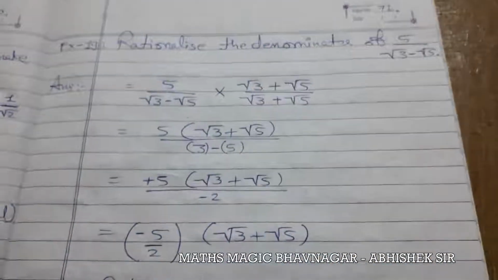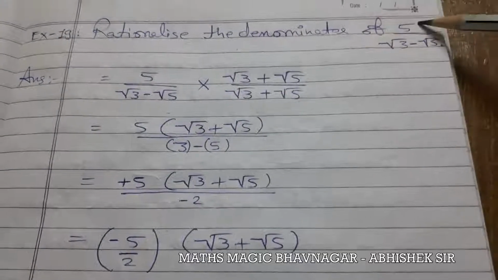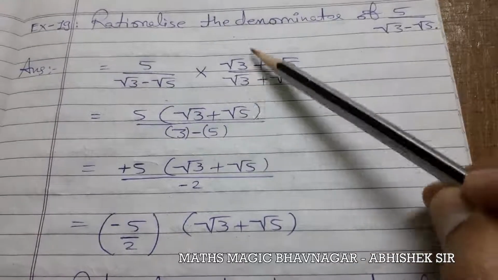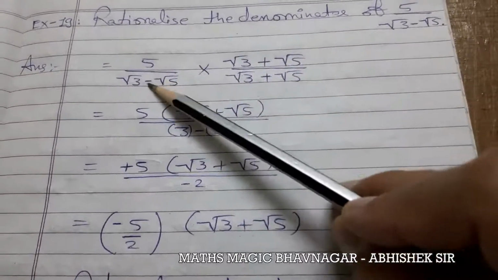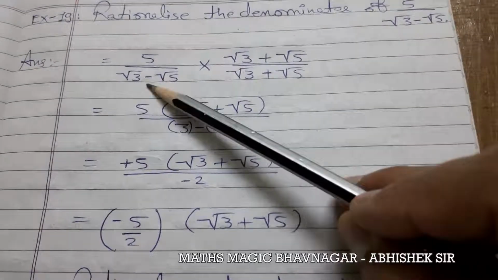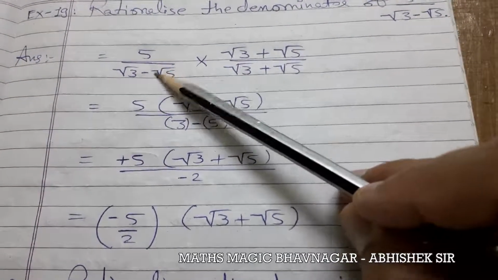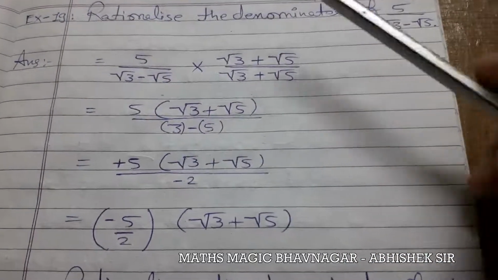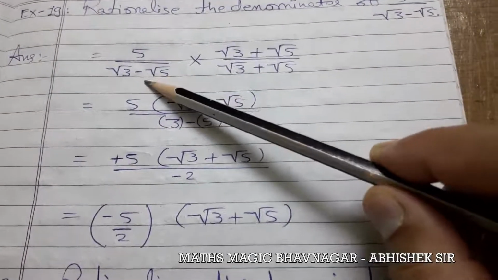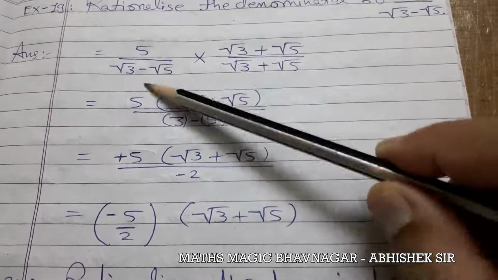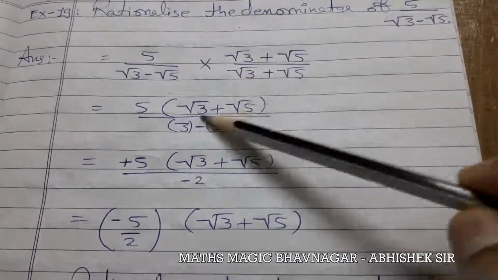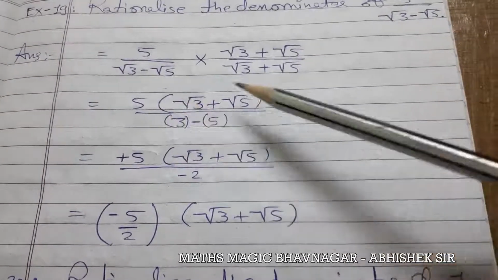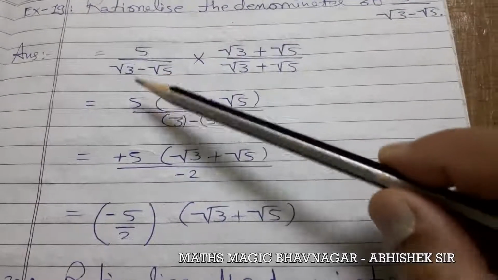Example number 19: rationalize the denominator of 5 upon root 3 minus root 5. We have to multiply numerator and denominator by the opposite sign. Here root 3 minus root 5 is given, so we multiply by root 3 plus root 5. We will not multiply by the same sign, otherwise we cannot remove the root and cannot use the identity a square minus b square. To use that identity we discussed earlier, we multiply by the opposite sign. So 5 into root 3 plus root 5 we keep in brackets, as nothing can be done with the multiplication.